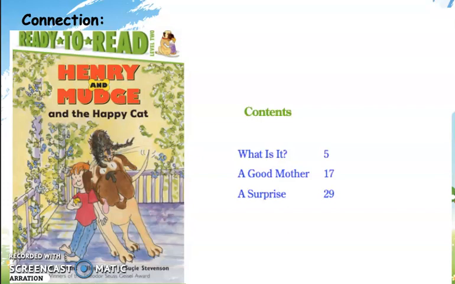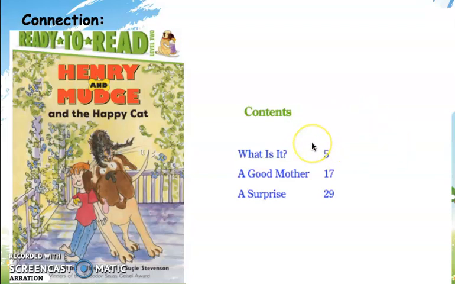Happy Cat. When you open the second page, you will see the content table. The author breaks her story into 3 parts. We can also say she breaks this story into 3 chapters. Usually these 3 chapters include beginning part, middle part, and the ending part.